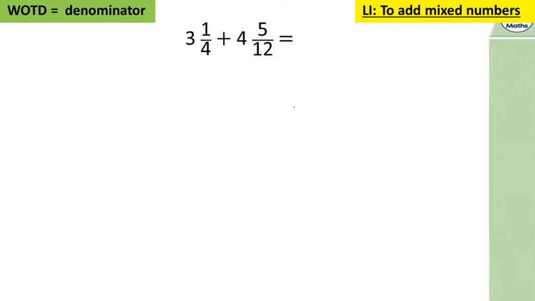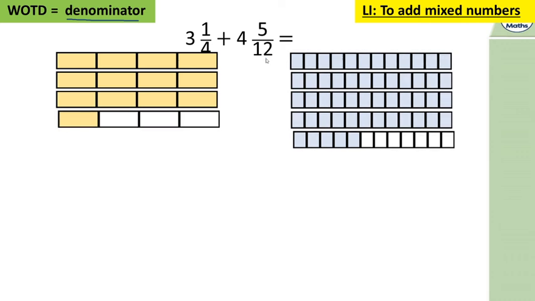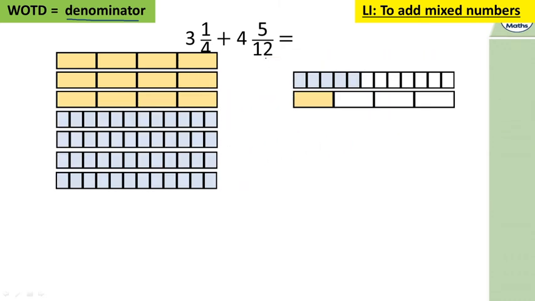Right, so here we have 3 1/4 plus 4 and 5/12. Ooh, we've still got that there. Denominators need to be the same, don't they? Okay, so we're going to add our wholes. So 3 plus 4, which is 7. Easy. 3 plus 4 is 7. Cross those out now. Done them.